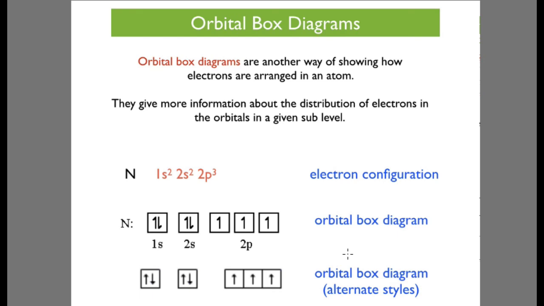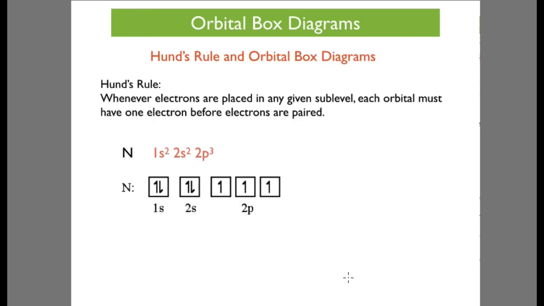The orbital box diagram has alternate styles. You sometimes see different types of arrows in a similar style, or you sometimes see the boxes drawn at different levels. Sometimes you just see them as lines with arrows through them at different levels, which you'll see on the slide after this one. And again, arrows represent electrons.